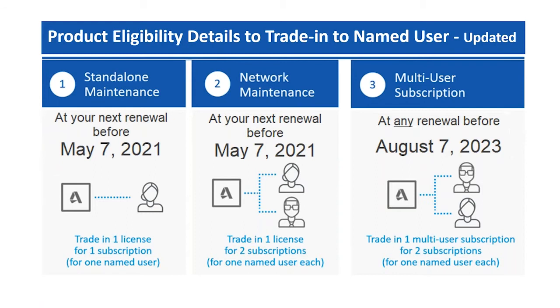Now, for multi-user subscriptions, whether you purchased this at full price or if your multi-user subscription resulted from a previous move to subscription from perpetual, at your renewal time, any renewal time, before August 7th of 2023, you can trade in one multi-user subscription for two subscriptions for one named user each, again at a total cost consistent with what you would pay today to renew that one multi-user subscription. And you also receive the ongoing discount capped at 5%, only taking place every other year until 2028.